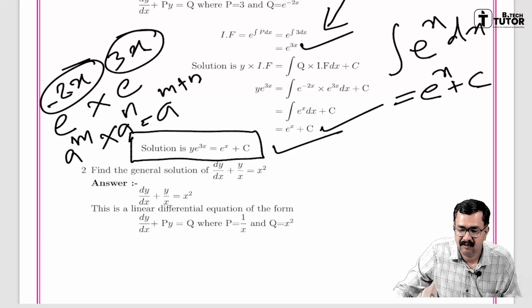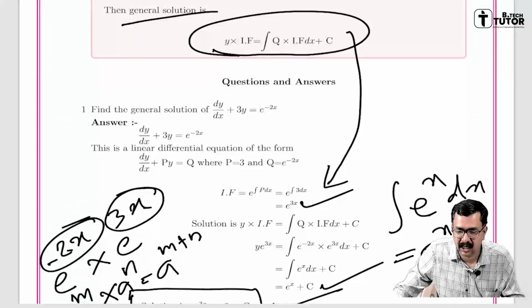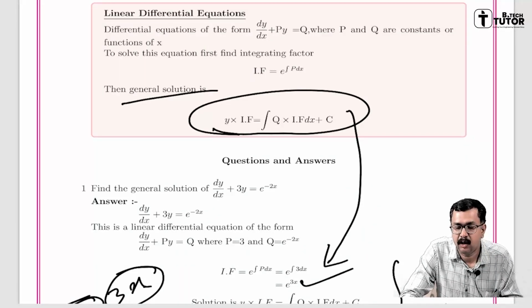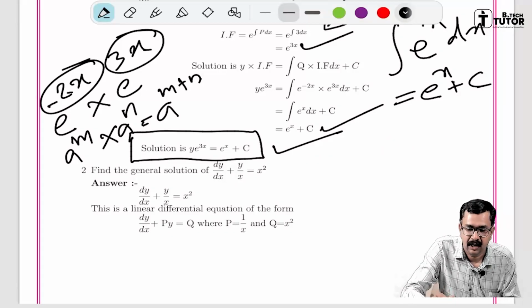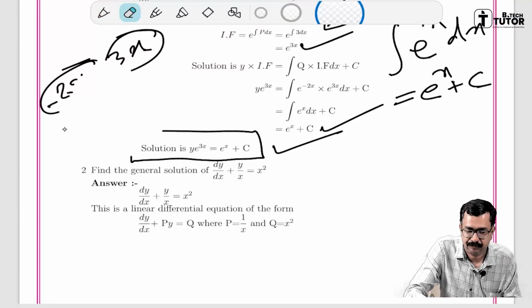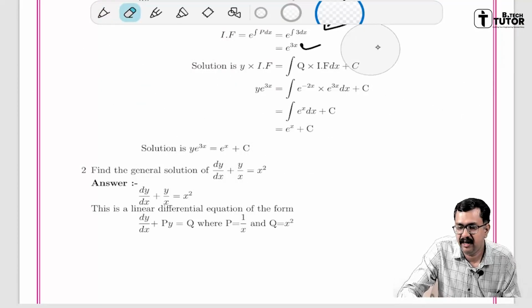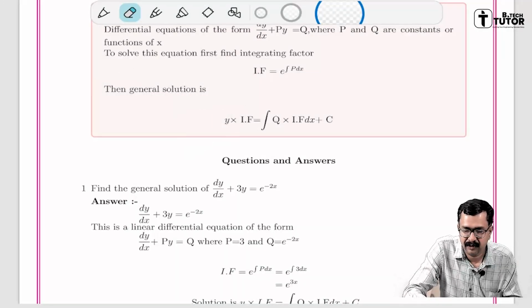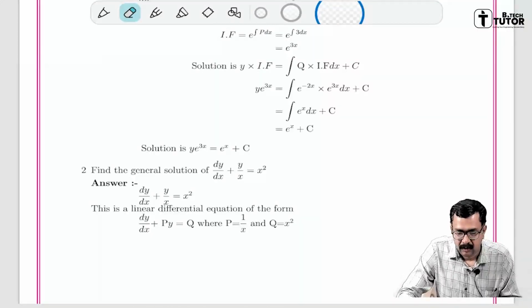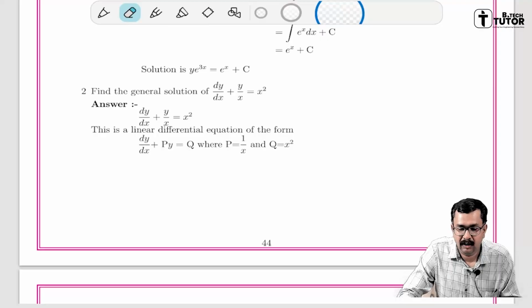Okay, listen, we are applying the equation y into IF equal to integral of q into IF dx plus c. When we apply this equation, we get the final answer as y into e raised to 3x equal to e raised to x plus c. Okay, now we can move to our next section. This section is very, very important. You may practice it. Practice makes a man perfect. Next, we can move to our next question.